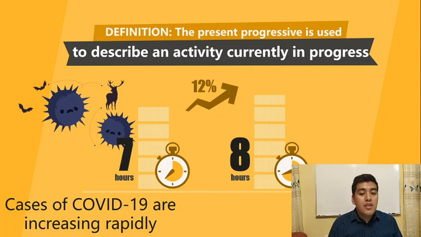Okay, the present progressive is used to describe an activity currently in progress. Again, something that is happening right now, in this moment. For example, cases of COVID-19 are increasing rapidly. This actually happens in this moment. It's currently happening. That's why we can use the present progressive in this case about COVID-19 and all these cases that are hitting the country and the economy.